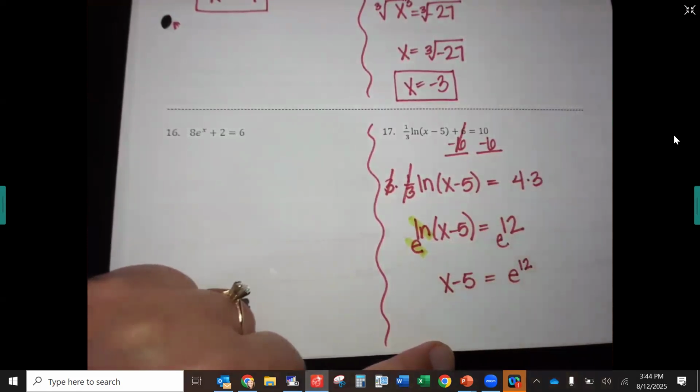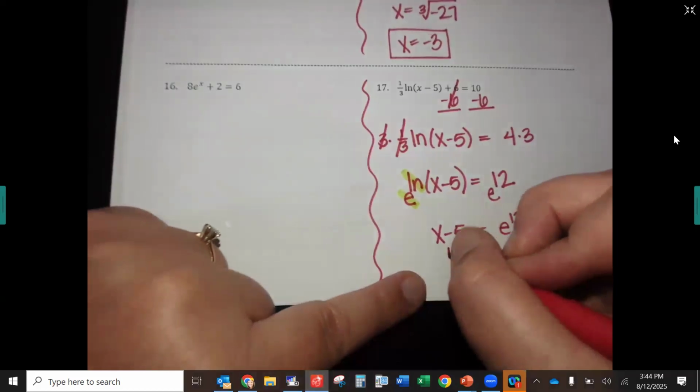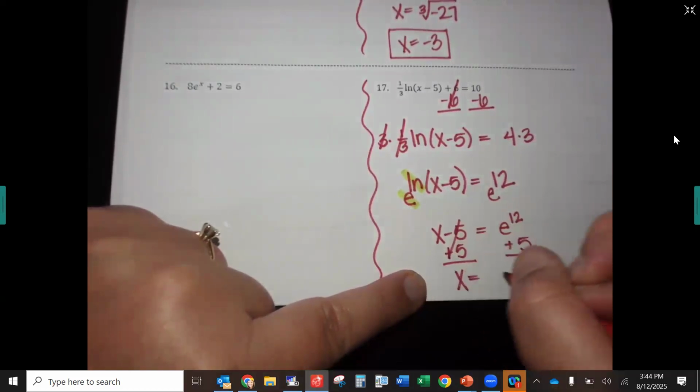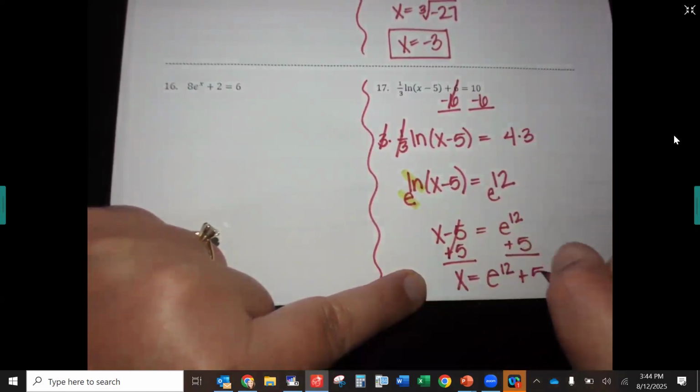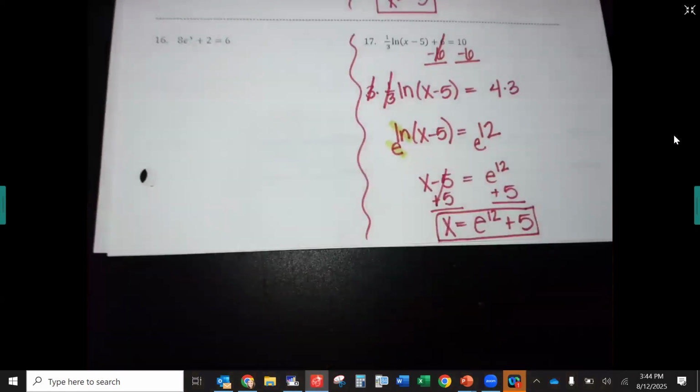Add it. Now, you could put e to the 12 in the calculator, but for a lot of the AP test, it's about half and half, no calculator, you would leave it like this. You wouldn't need to know what e to the 12 power is. You would just leave it like that and then put a +5 at the end. So we're going to put a +5 here and here. And that is sufficient as an answer, okay? You wouldn't need to find what that is as a decimal. This would be perfectly fine.